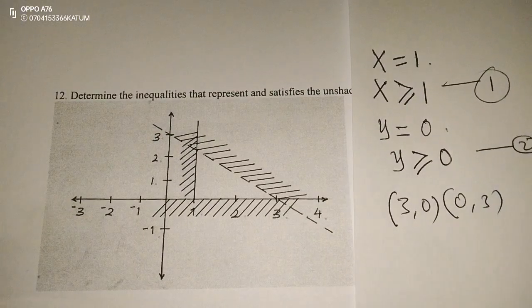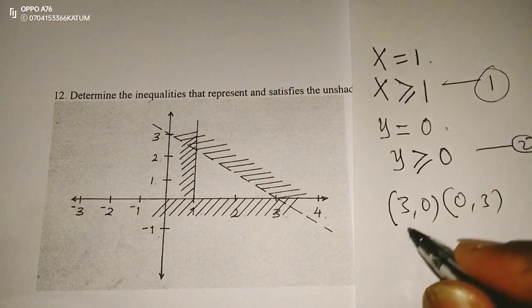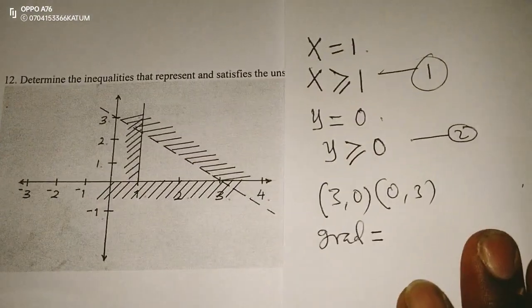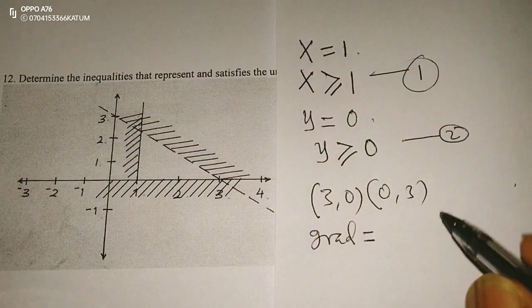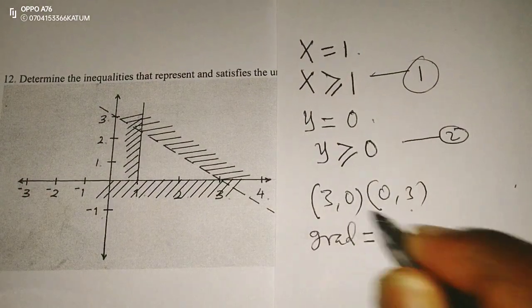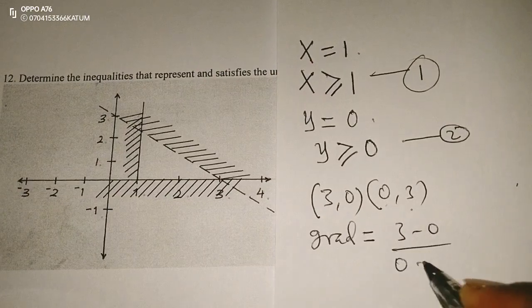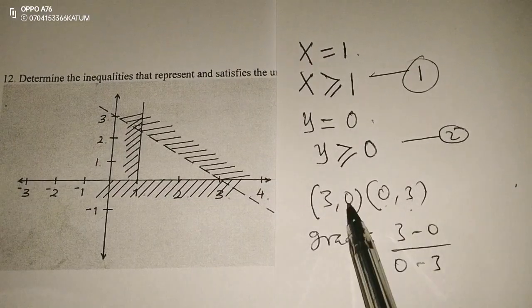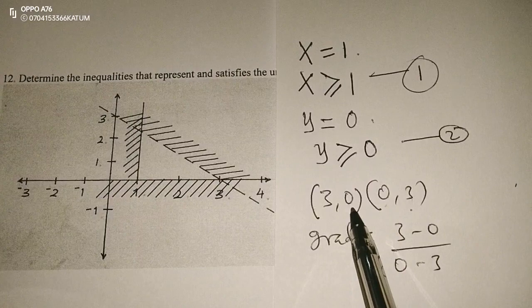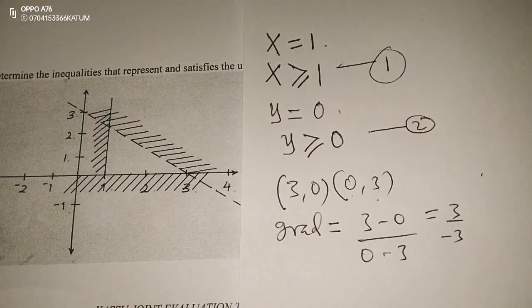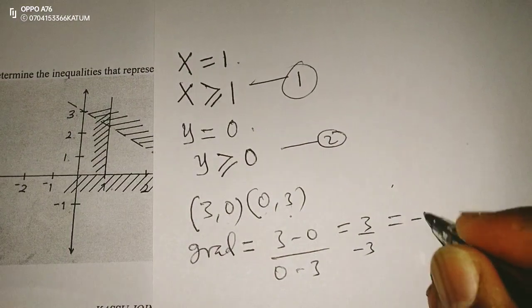So the first thing we should do is to get the gradient now. So the gradient is going to be 3 minus 0 over 0 minus 3, because it is change in y over change in x. So this is going to be 3 over negative 3. So the gradient is going to be negative 1.